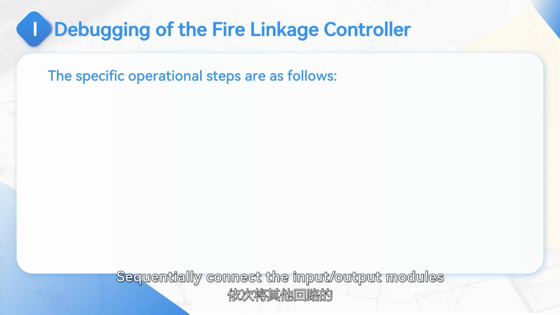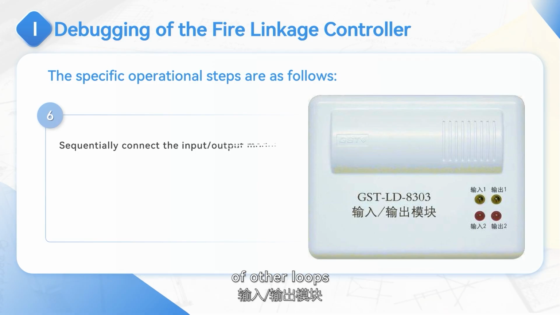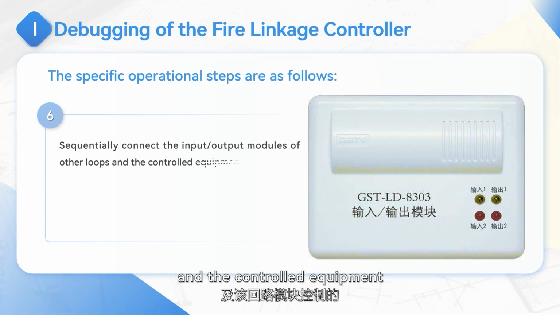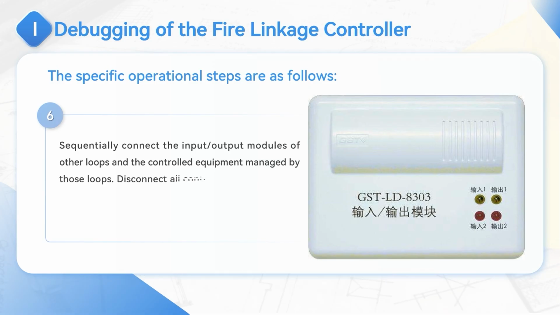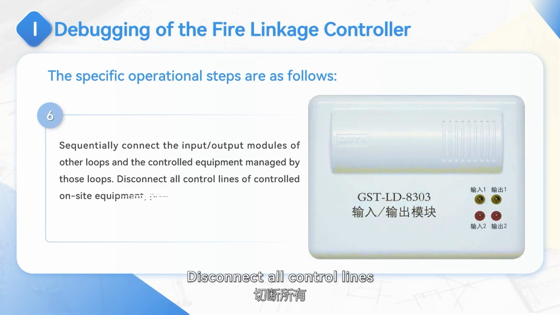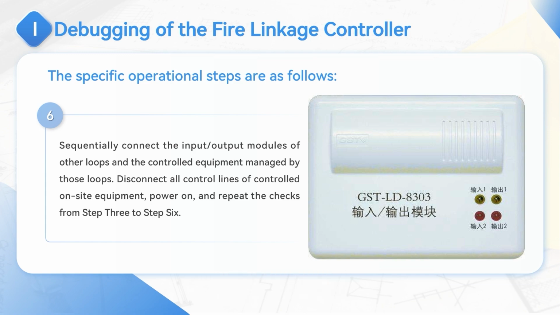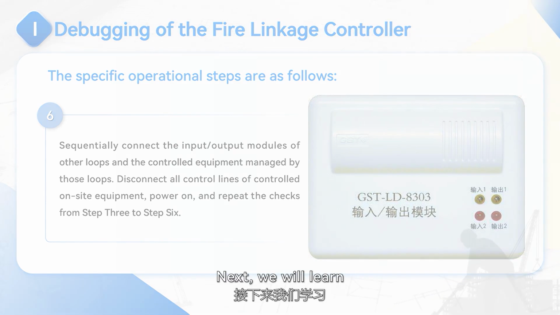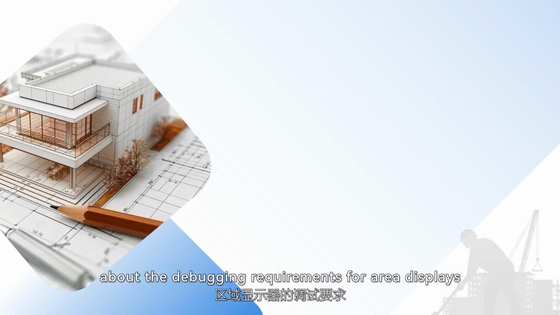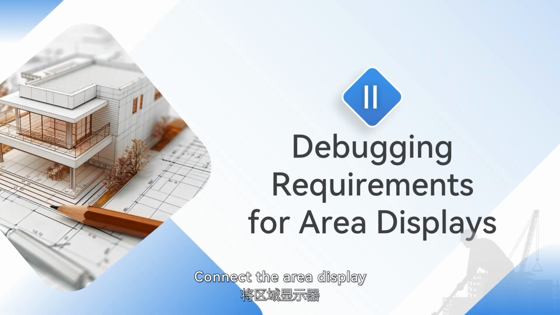Step 6. Sequentially connect the input/output modules of other loops and the controlled equipment managed by those loops. Disconnect all control lines of controlled on-site equipment, power on, and repeat the checks from Step 3 to Step 6. Next, we will learn about the debugging requirements for area displays.